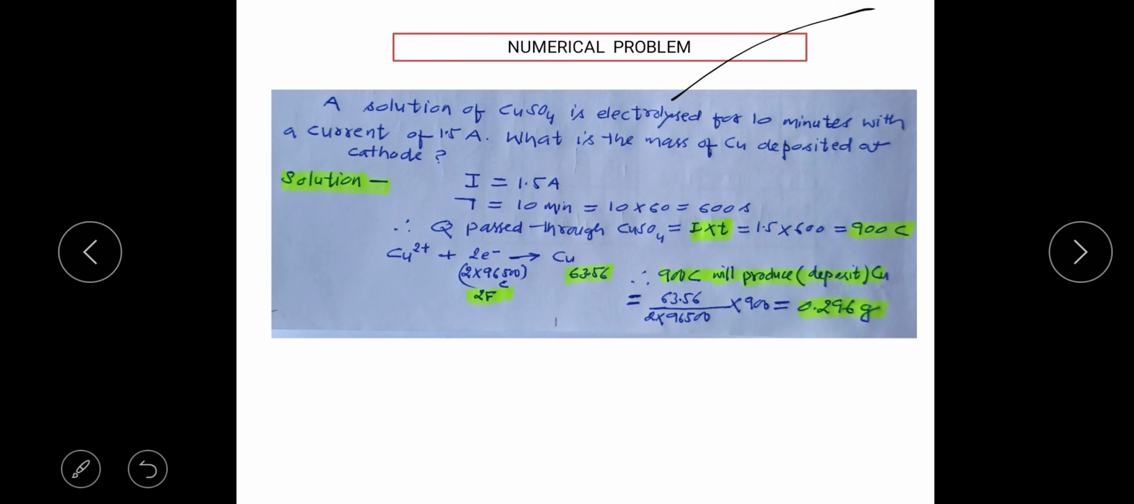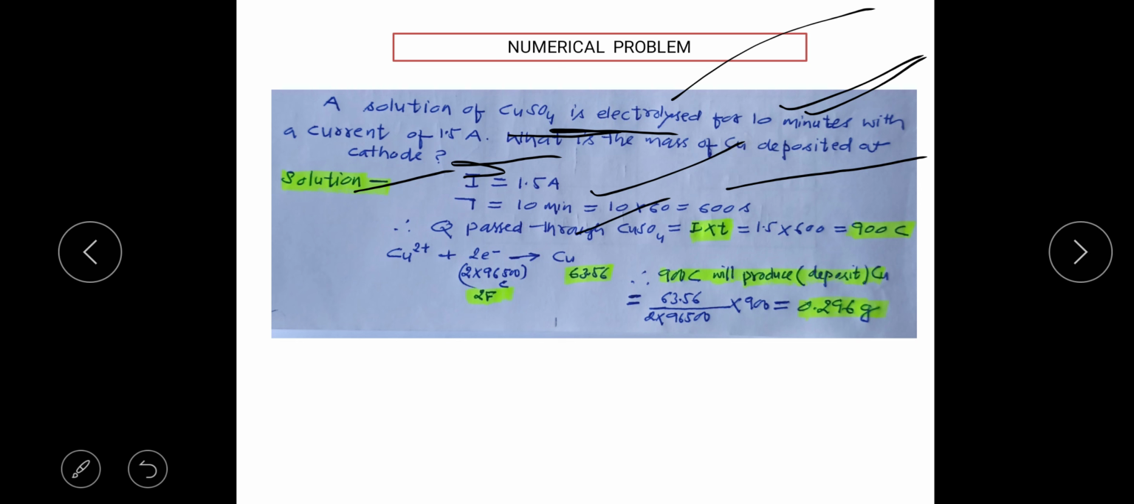In the end, we have a numerical. In this numerical, look, we have an electrolytic solution. In that electrolytic solution, 1.5 ampere current is passed for 10 minutes. You have to calculate the mass of copper deposited. Current is given, time is given, change time into seconds. Find the amount of charge passed into the electrolyte. That can be calculated as 1.5 into 600 using the formula I into t. So charge is 900 coulomb.